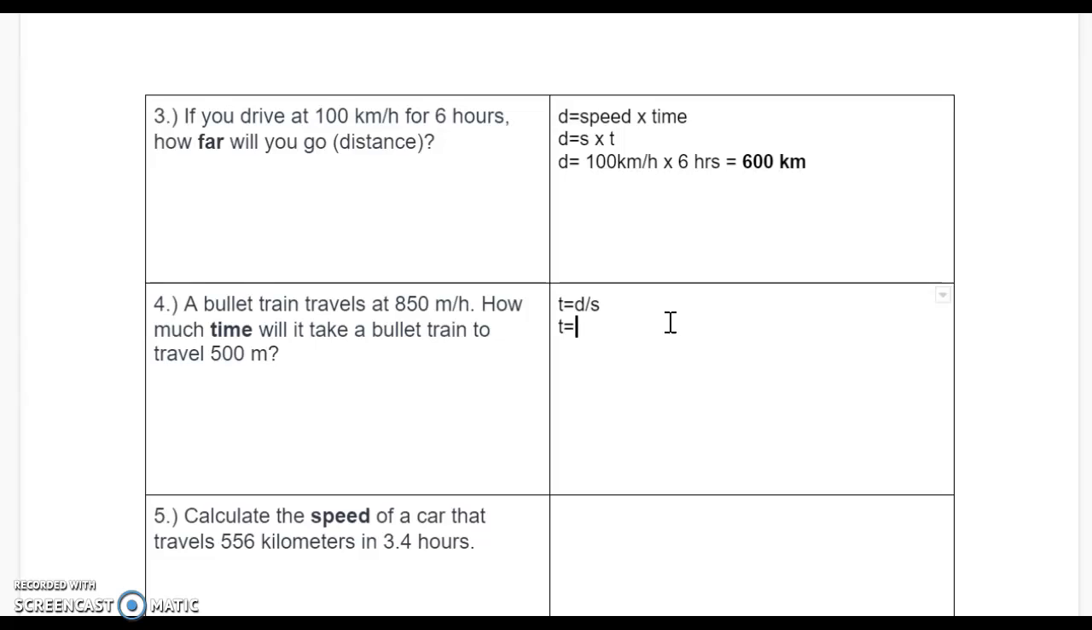So our time is going to equal 500 meters, because that's our distance, divided by 850 meters per hour. If we do that math and we do 500 divided by 850, we get 0.59, and this is going to be in hours. So we would write hours.